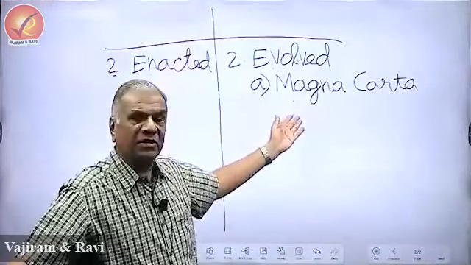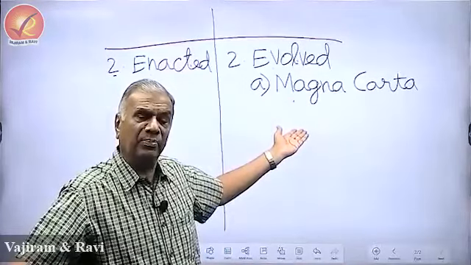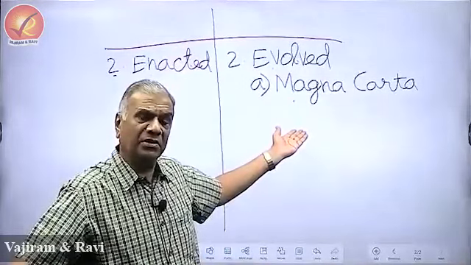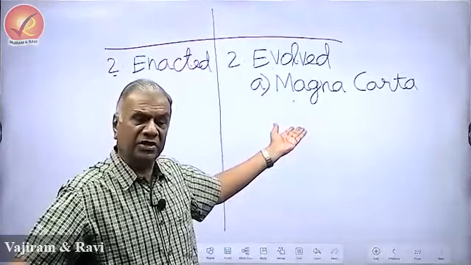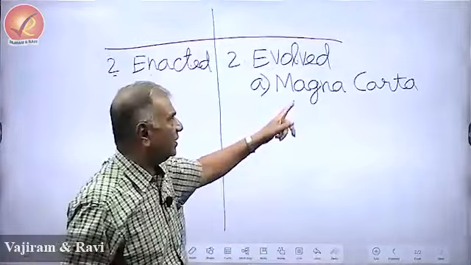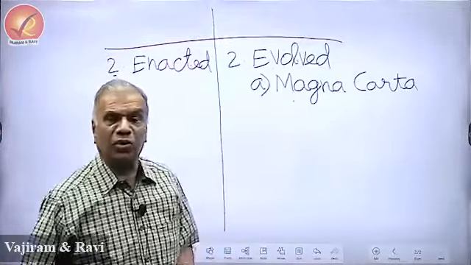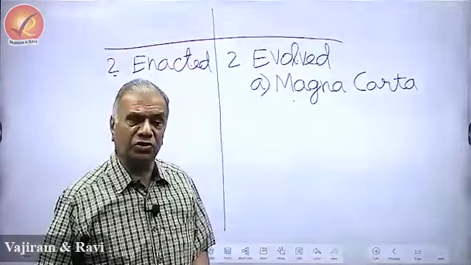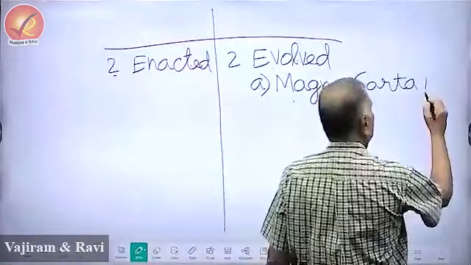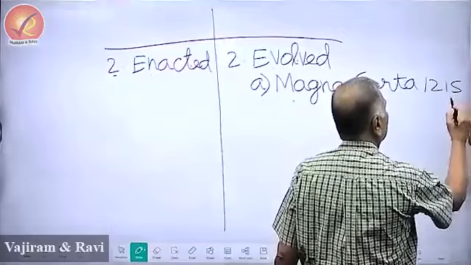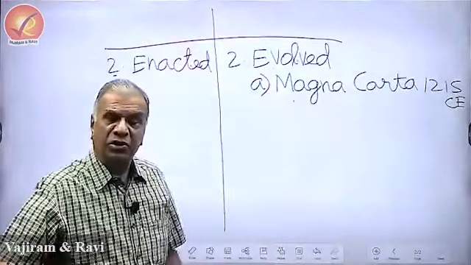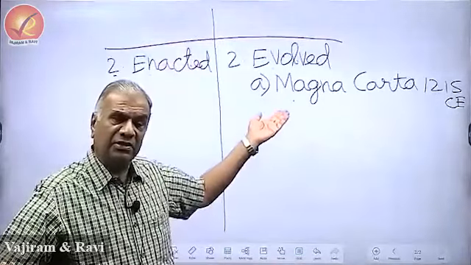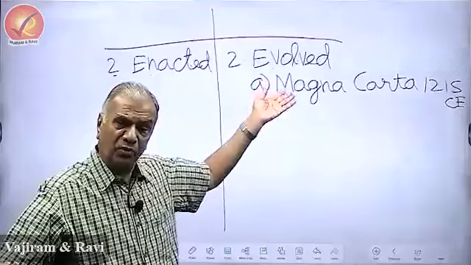Then the Magna Carta says that the king shall administer the country on the basis of certain agreed rules. So certain restrictions were placed. And Magna Carta is regarded as one of the parts of the unwritten constitution, which was signed in 1215 Common Era. So the British Constitution is at least 800 years old or even older than that.